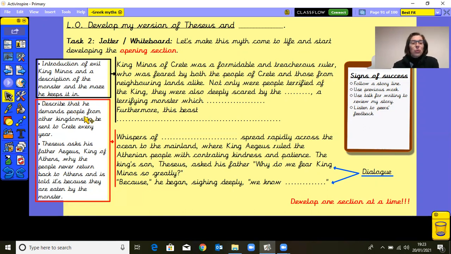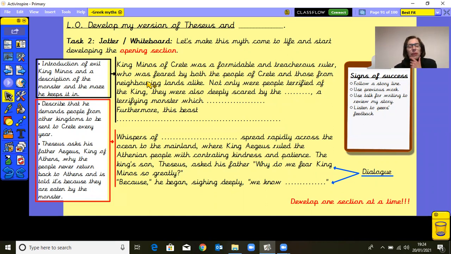Now it's up to you. You might decide that you will develop each point, or you will group point 1 and point 2 together and have point 3 on its own, or you will have point 1, point 2, point 3. It's really up to you. So let's go through my point 1. Introduction of evil King Minos and the description of the monster and the maze he keeps it in.